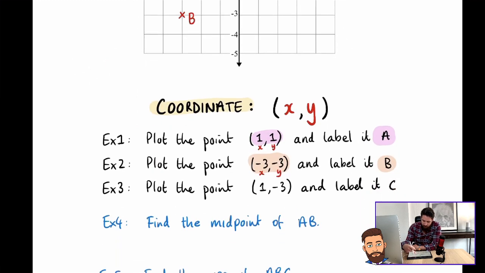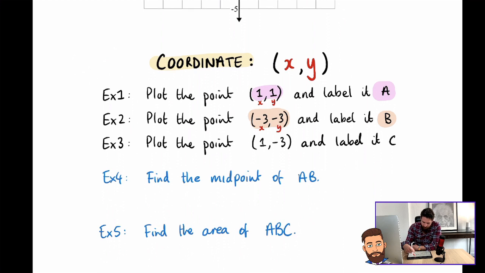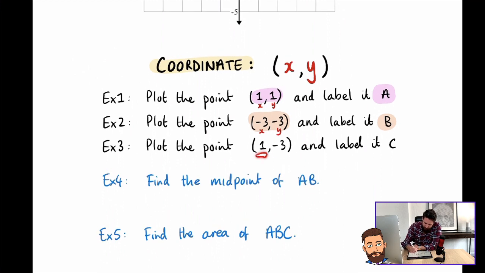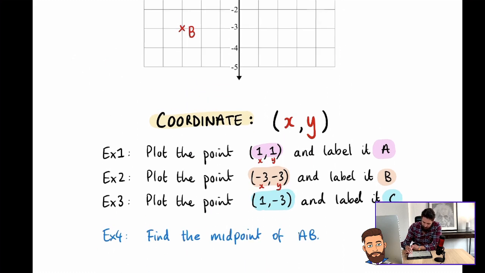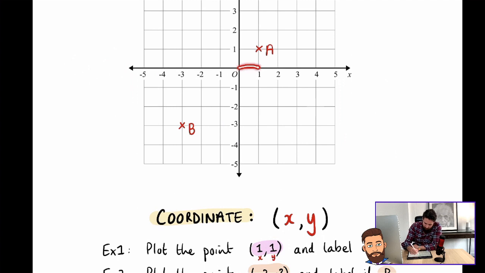So that's how the axes work in terms of the quadrants. If we look at example 3, we've got a positive x, 1, and a negative y, minus 3. So if we wanted to plot that point and label it C, we can start at the origin. We always go x first. We're going to go to 1 first, which is here, across 1, and then down 3. So across 1, down 3 would end up here. And our point would end up in the bottom right quadrant, and we'd label that C.